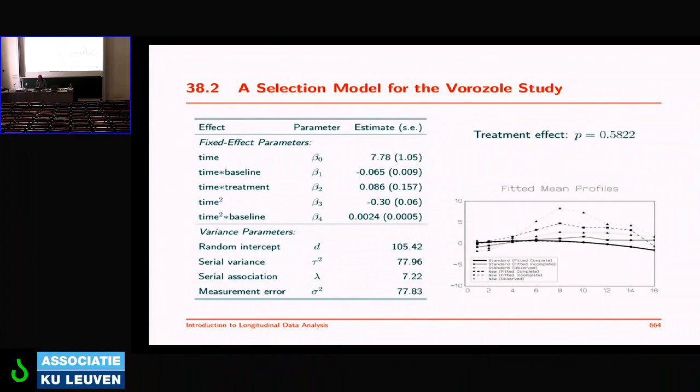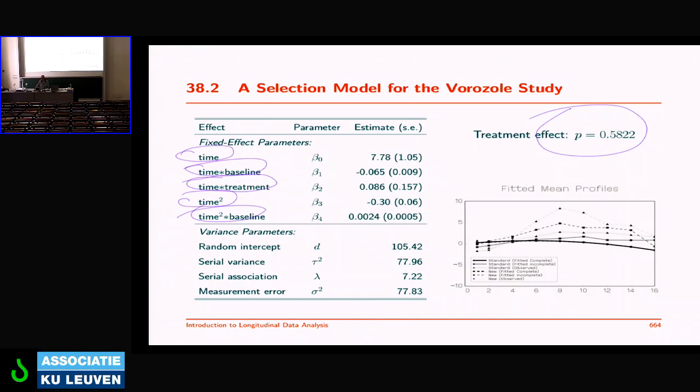Fitting a selection model, without giving too much detail, gives us time by baseline, time by treatment interaction, time squared by baseline, etc. And why is everything interacting with time? Well, it's change versus baseline, and therefore, at baseline, you really want everything to be zero, because there is no change from baseline at baseline, of course. The treatment effect, there is none in this particular way.